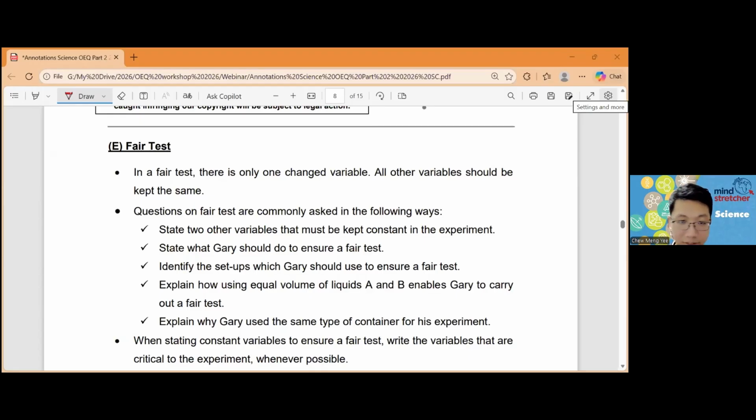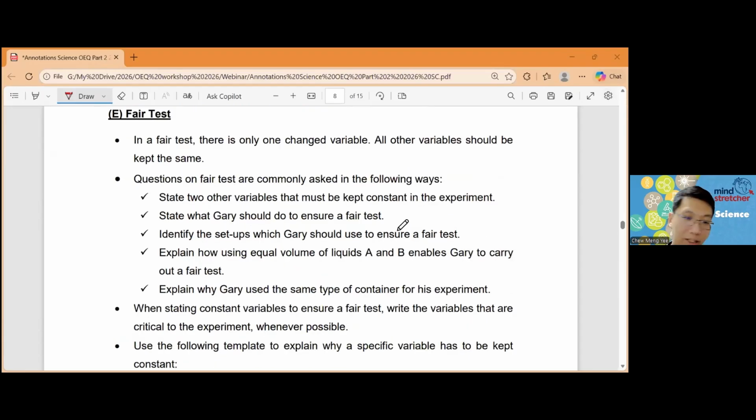Then it's not a fair test. That's what we mean by fair test. If it's a fair test, you can only have one change variable, and that one change variable will tell you that when you get a result, that result must only be because of this one change variable. If I have two change variables, then I will not know which variable caused that result. Okay?